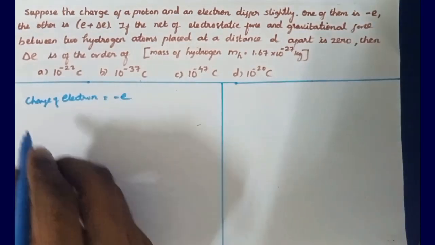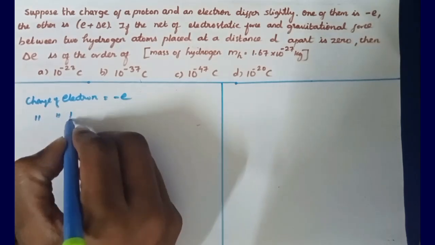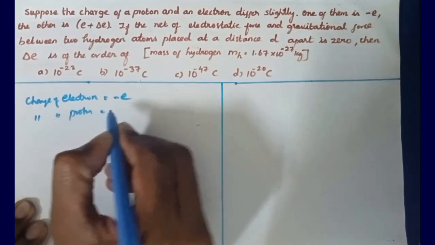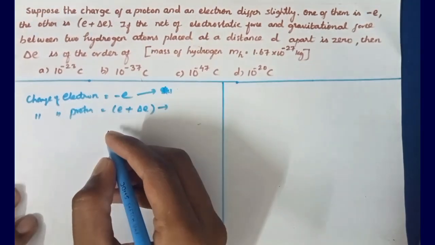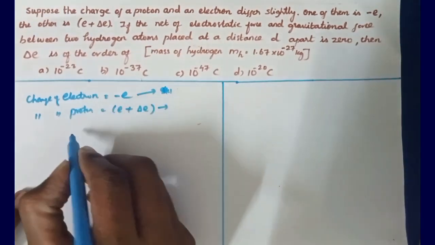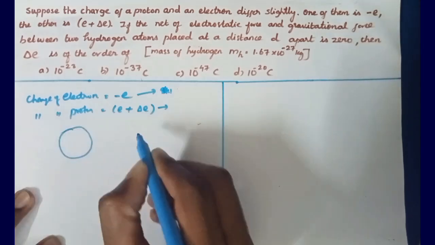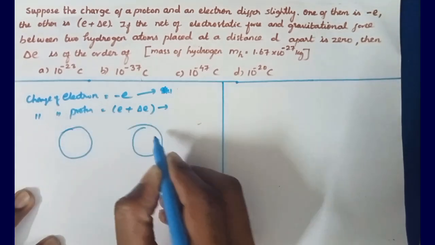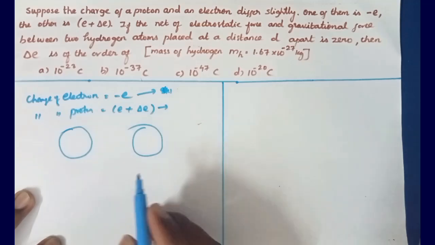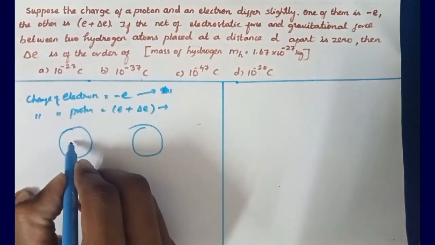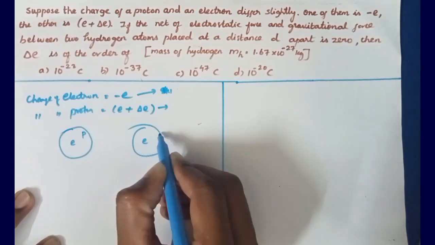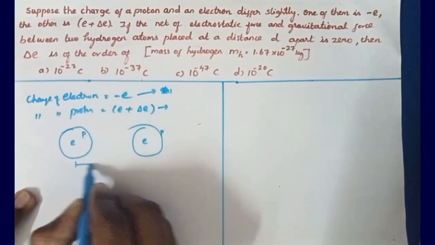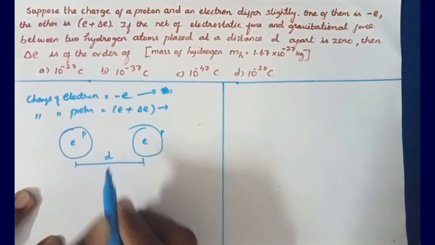As per the given condition, the charge of electron is minus e and the charge of proton is e plus del e. We take two hydrogen atoms, atom 1 and atom 2. The first atom contains one electron and one proton, the second one also contains one electron and one proton, and these two are separated by a distance d.